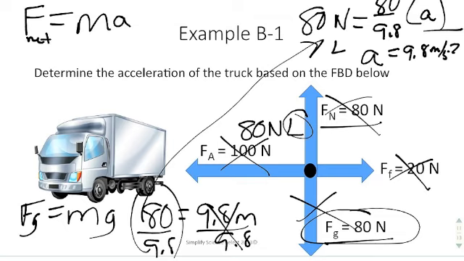Now, the one last thing is, remember, acceleration is a vector quantity. So it's not enough to put 9.8 meters per second squared. You have to indicate the direction. And in this case, the direction is going to be left. Acceleration is always in the same direction as the force.